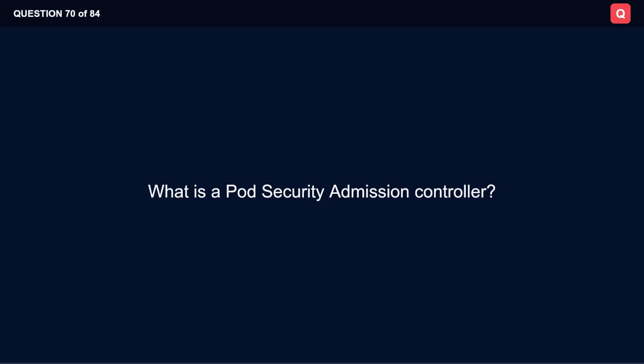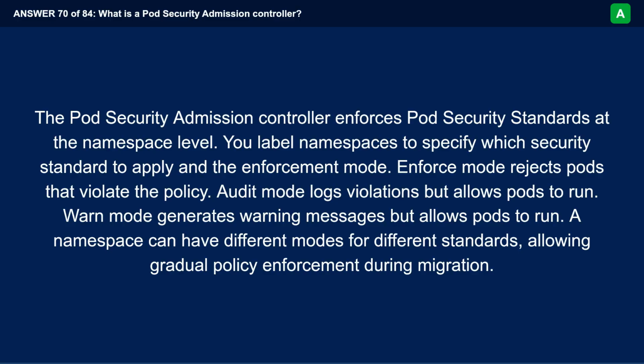What is a pod security admission controller? The pod security admission controller enforces pod security standards at the namespace level. You label namespaces to specify which security standard to apply and the enforcement mode. Enforce mode rejects pods that violate the policy. Audit mode logs violations but allows pods to run. Warn mode generates warning messages but allows pods to run. A namespace can have different modes for different standards, allowing gradual policy enforcement during migration.